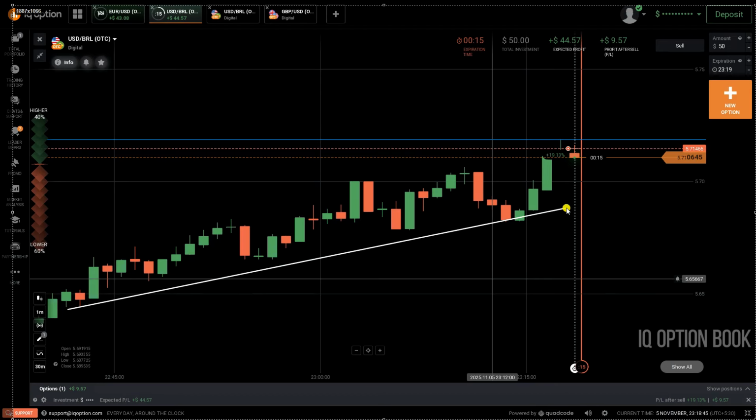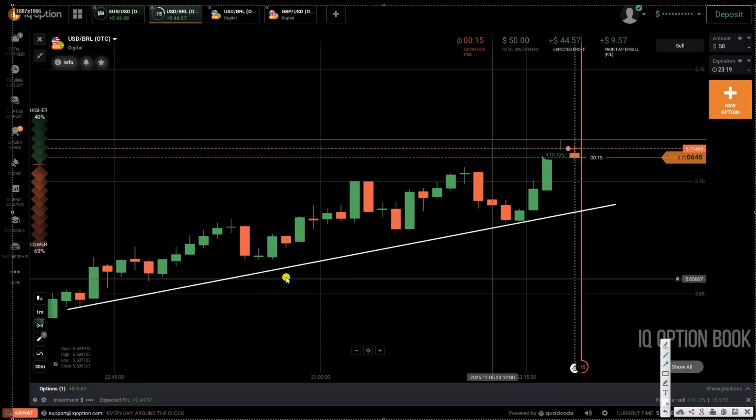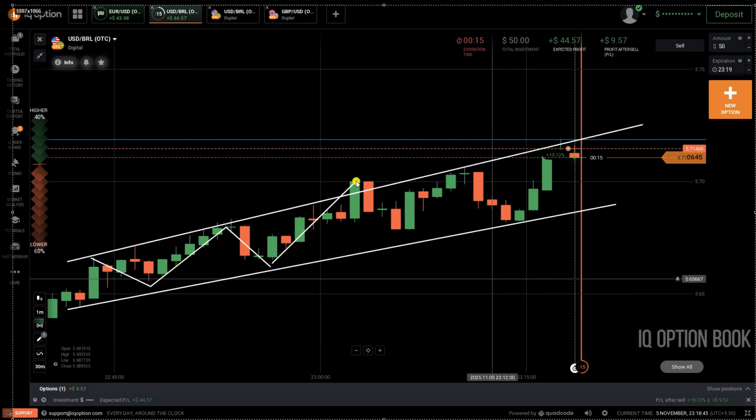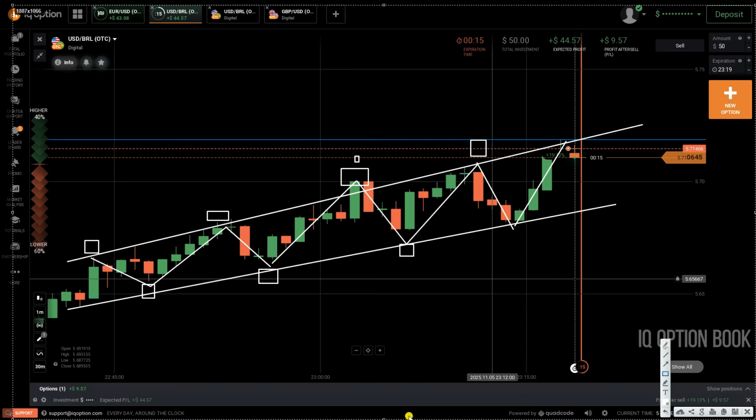Draw a simple trend line from the lower side, which we call a support, and from the upper side, which we call a resistance. The market is moving within the support and resistance trend lines towards the upward direction, making higher highs and higher lows. This is a higher low, higher high, higher low, and higher high. As you can observe from these candles, this is a morning star pattern, a bullish engulfing, and a morning star pattern, which is a sign of momentum of buyers.